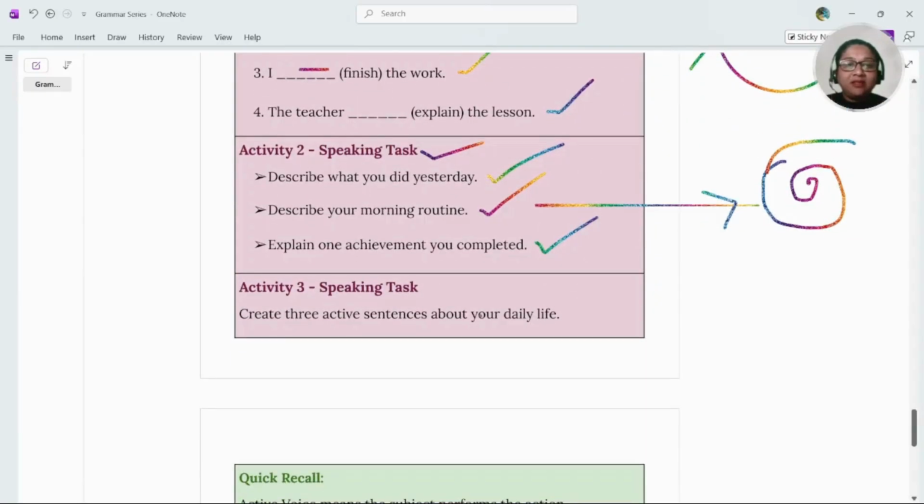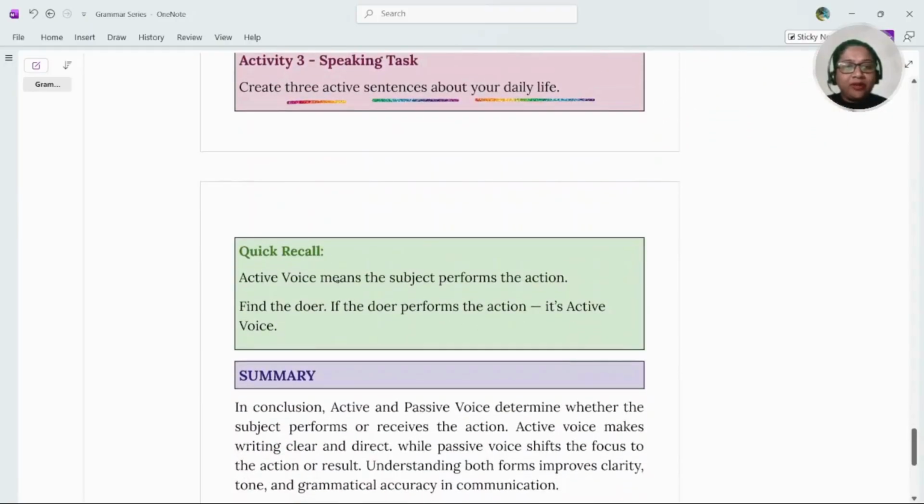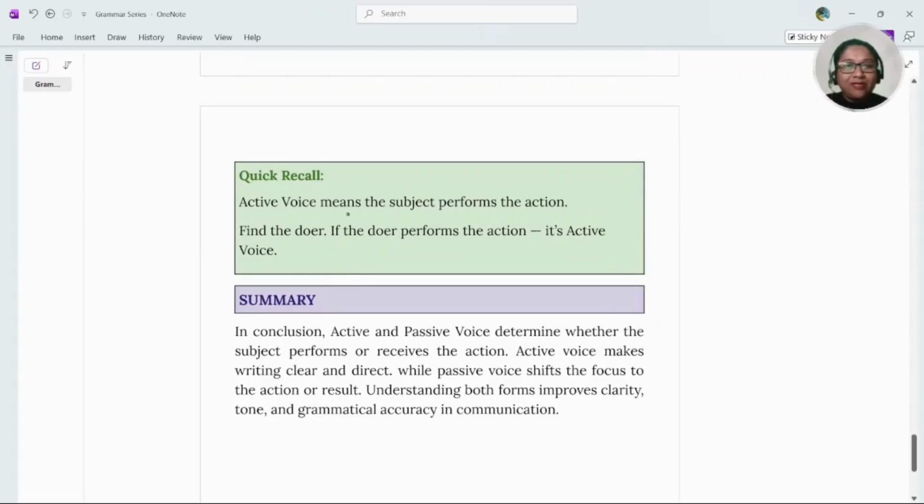All right. The third activity is also pretty clear. Create 3 active sentences, okay, about your daily life. Great. Now moving ahead, a quick recap, guys. All right. Let's just not call it a recall. How about me giving you a recap? So active voice means the subject performs the action. Very clear.